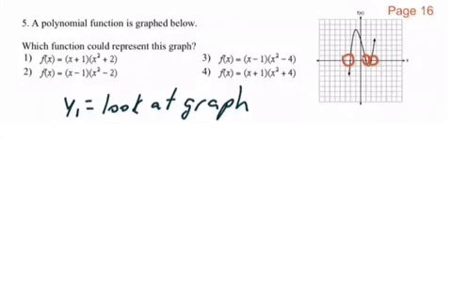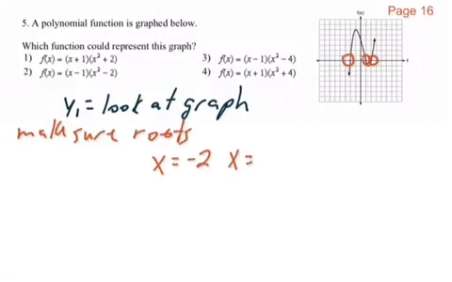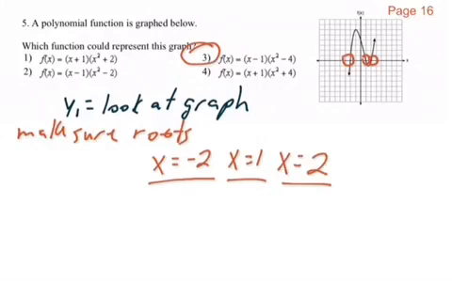So specifically, when you're looking at your calculator, make sure the roots are going to be x equals -2, x equals 1, and x equals 2. When you type it into the calculator, choice 3 is going to give you the same exact graph that has intersections at the x-axis where x equals -2, x equals 1, and x equals 2.